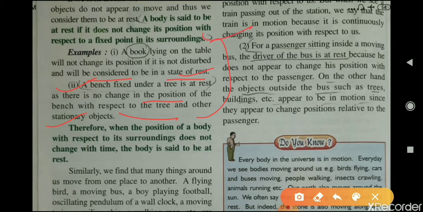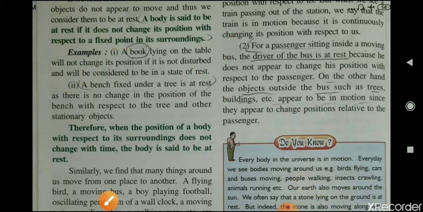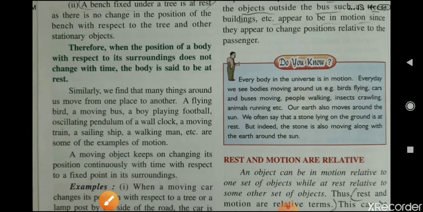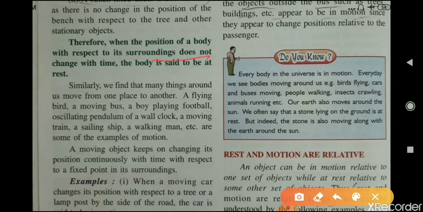So what do you mean by rest? A body is said to be at rest if it does not change its position with respect to a fixed point in its surroundings. Therefore, when the position of a body with respect to its surrounding does not change with time, the body is said to be at rest.